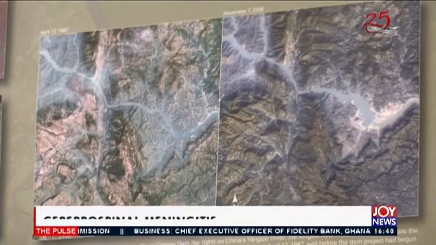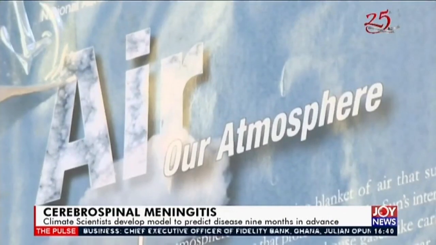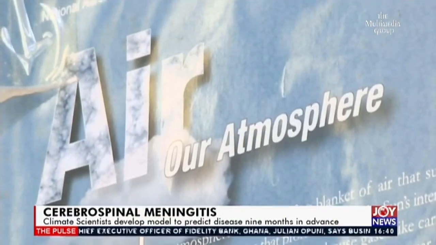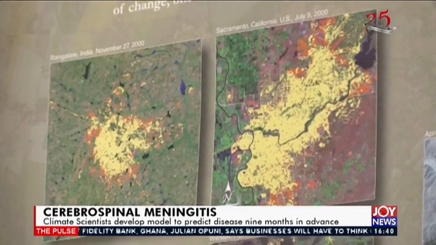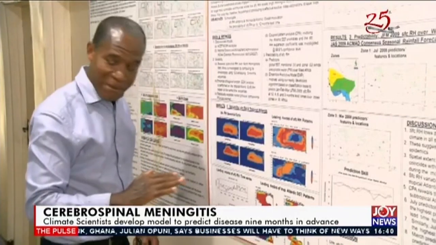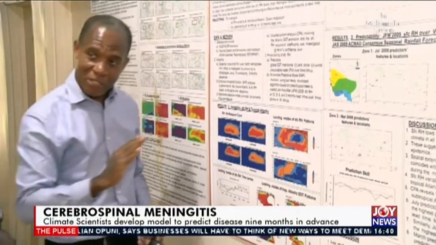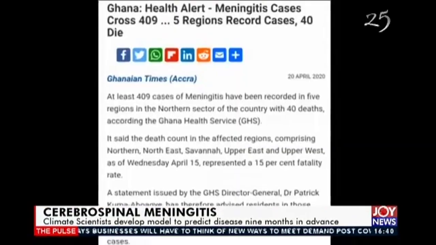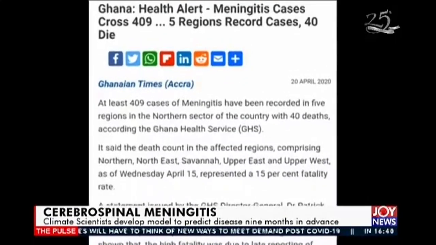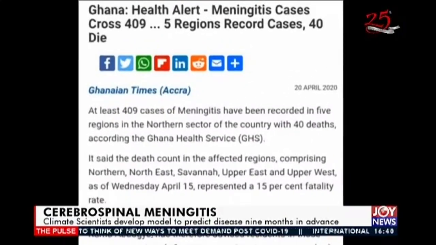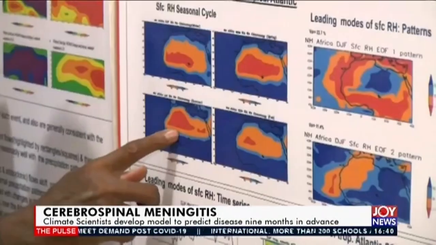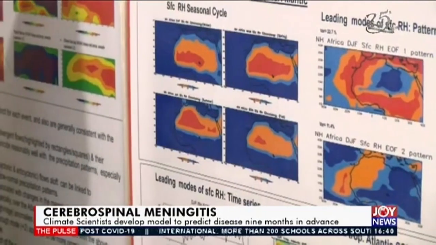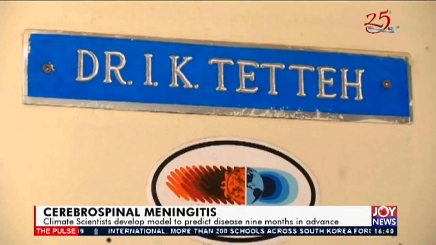Prince Apia with more. Meningitis is a bacterial infection associated with several environmental factors such as dusty harmattan winds and low humidity. Over the years, the disease has killed many people, especially in northern Ghana. According to the Ghana Health Service, at least 409 cases of meningitis have been recorded as at April this year, killing over 40 people. Dr. Isaac Tetter is the lead researcher.